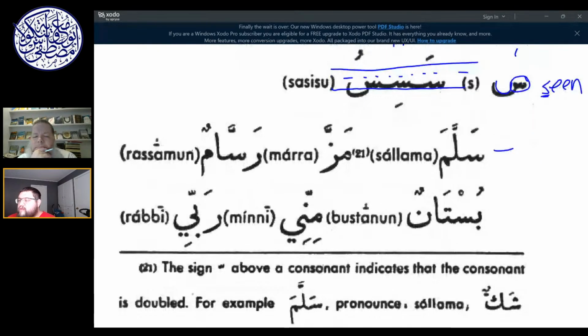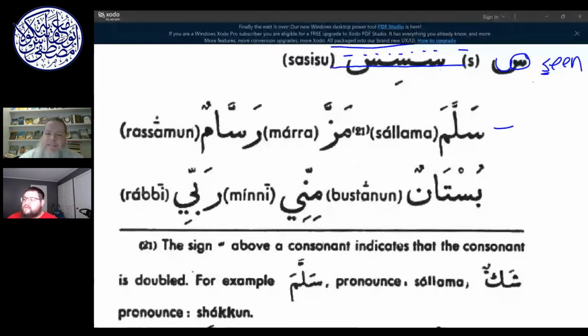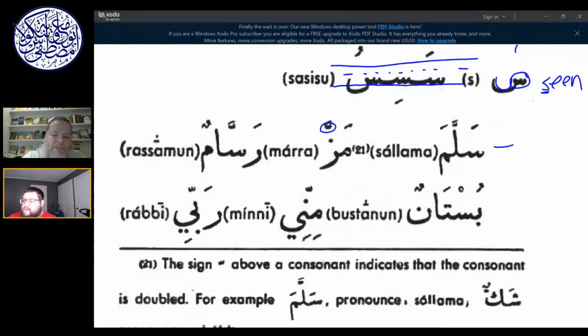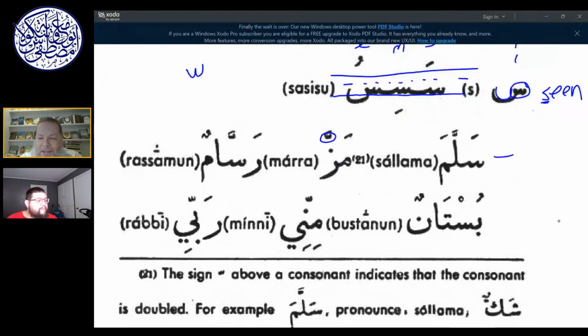Okay, I'm going to read this first one. Is that over the L right there? Is that the shadda? Okay, we haven't had that yet. That's the shadda. This thing here is called a shadda. Looks like a little W, right? Actually, it's a little bitty seen without anything attached to it, just your three peaks. It's a shadda. This makes the consonant doubled.